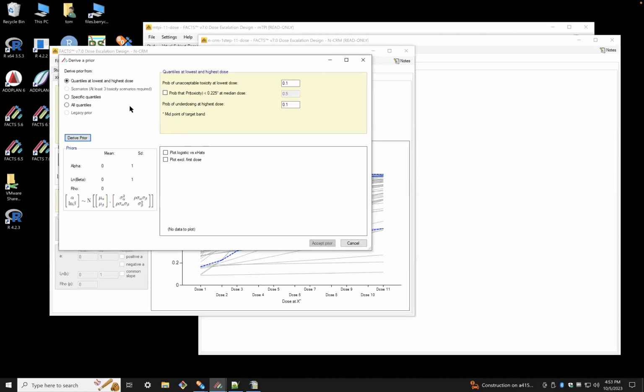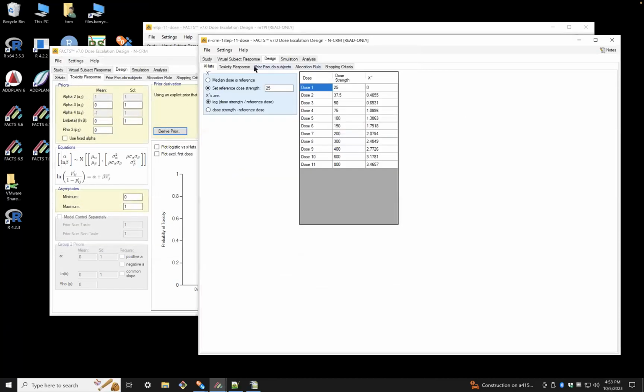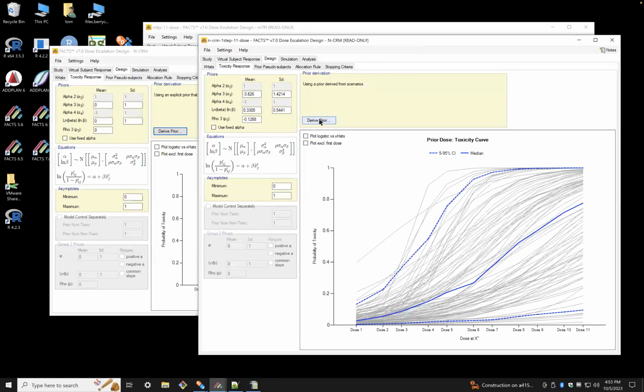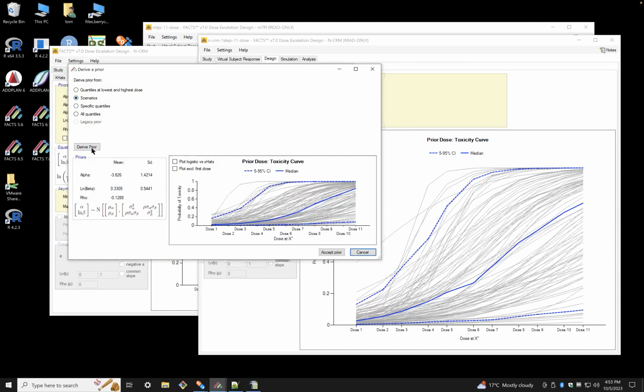There are a number of prior derivation methods. Now I can't do it here because I've only entered one scenario. But what I like to do is to say, well, derive the prior from the scenarios. Treat the scenarios as a full range of uncertainty in the toxicity that we may need to model, and derive the prior distributions based on those.